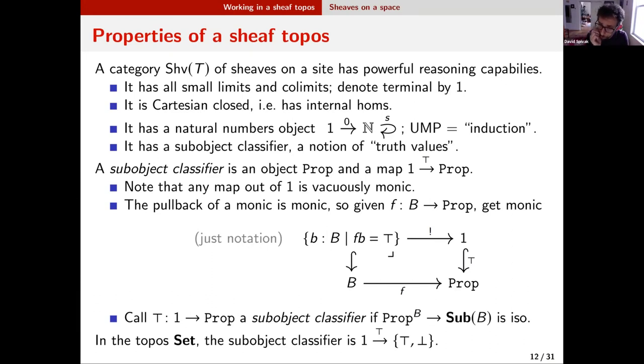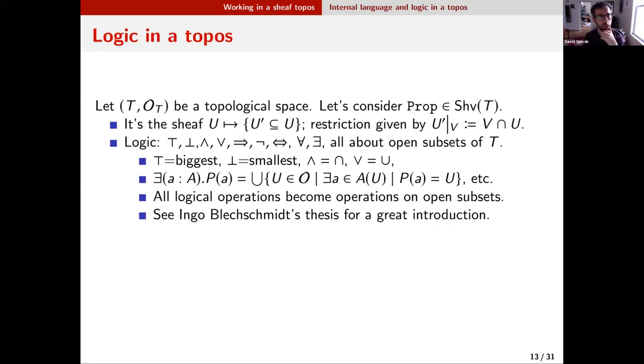In general, you can do this for arbitrary toposes and say that if I have any subobject, I can understand it as a map from B to Prop. So just like true-false in sets are the subobject classifier there, and they're the things that let you do logic, like and, or, implies, exists, for all, in the same sense, we can do logic in an arbitrary topos using this thing called Prop. And if Prop is supposed to be in an arbitrary topos like sheaves on T, then it has to be a sheaf. So what sheaf is it?